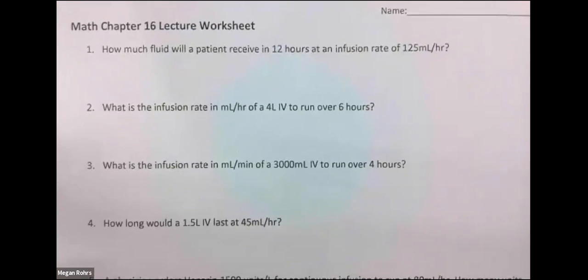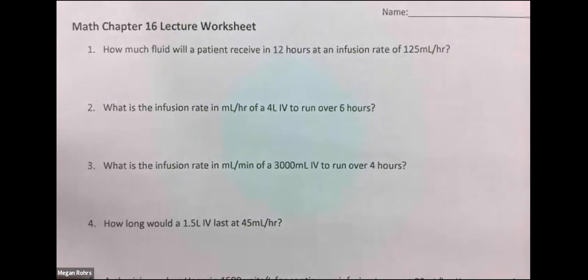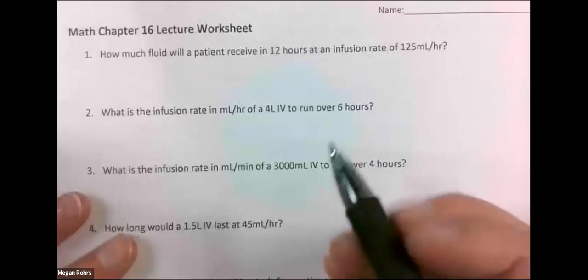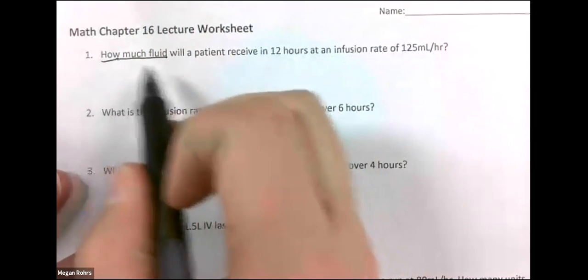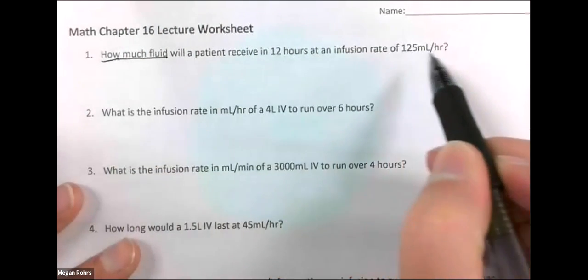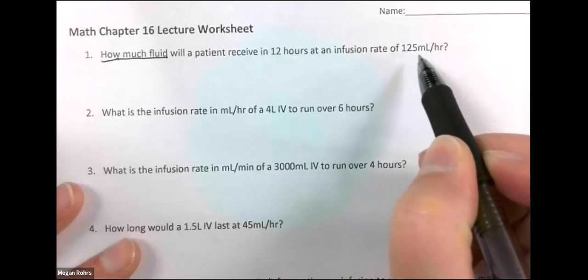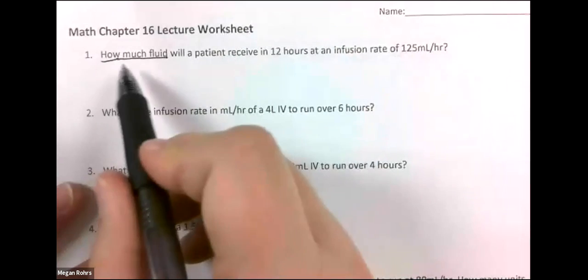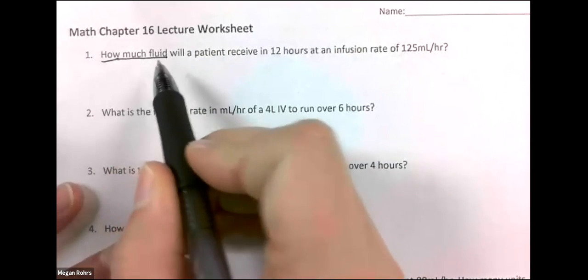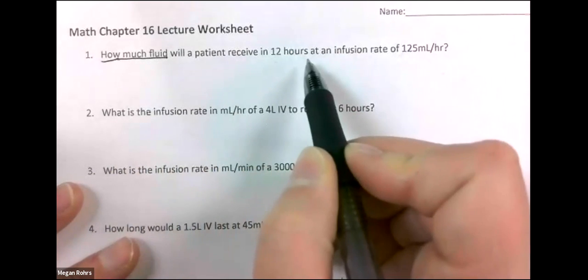Okay, so taking a look at the lecture worksheet here. Number 1 says, how much fluid will a patient receive in 12 hours at an infusion rate of 125 milliliters per hour? So let's look at the question here. They're asking for how much fluid. So we're looking at a unit of volume here, okay? The only thing we know about volume that's given is that they are receiving 125 milliliters in every 1 hour, okay? So we're going to be solving for how many milliliters will they receive in 12 hours.